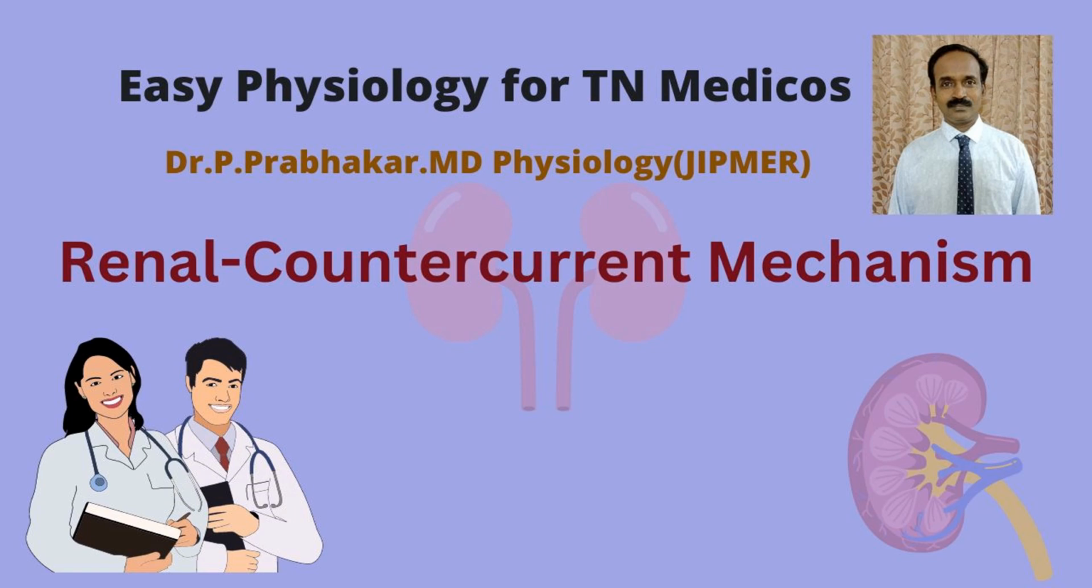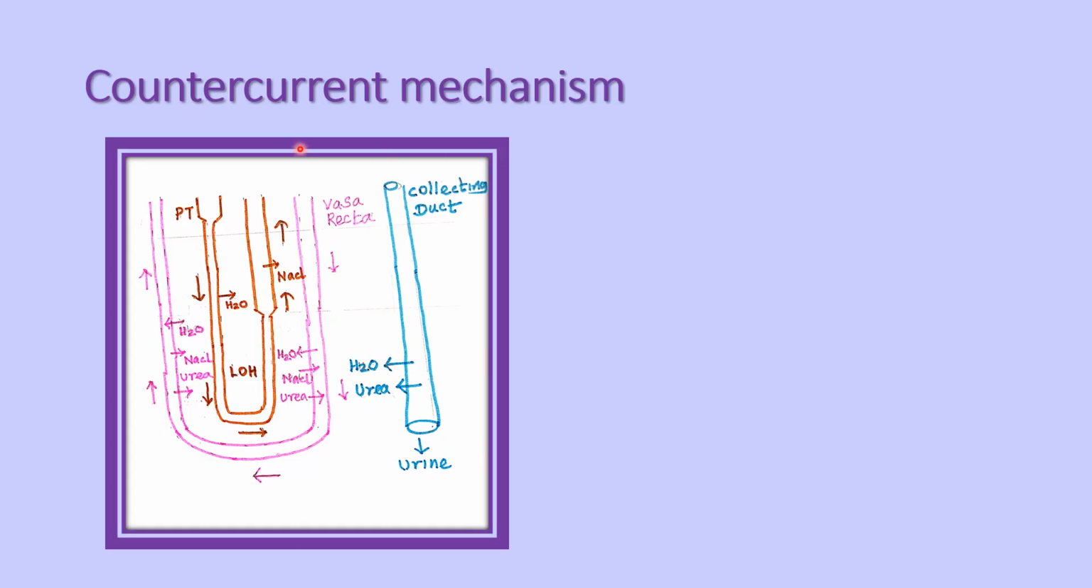Countercurrent mechanism is an important question from renal physiology. The countercurrent mechanism in the renal system is important for the concentration of the urine. The countercurrent system consists of two parallel tubes. One tube is the loop of Henle, and the other tube is the vasa recta.